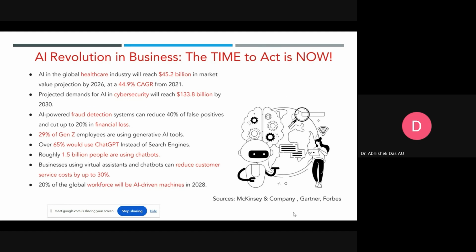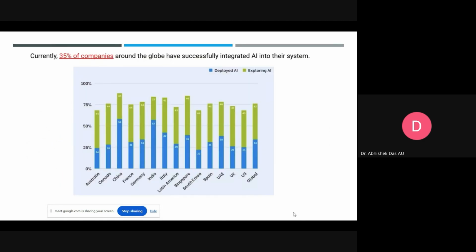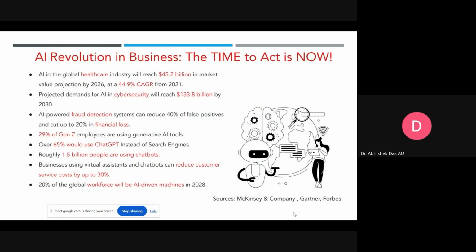AI in the global healthcare industry will reach around $45 billion in market. So this is a value projection by 2026. And projected demand for AI in cybersecurity will also increase to 133 billion by 2030. AI-powered fraud detection systems can reduce 40% of false positives and cut up to 20% in financial losses, which is very important for rural business as well as business in general.